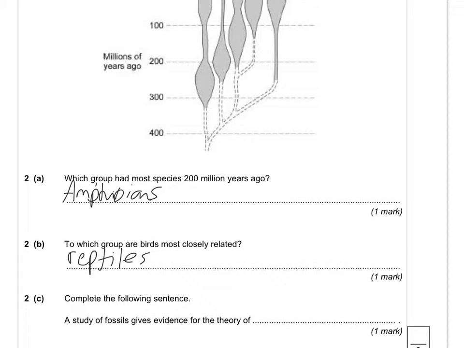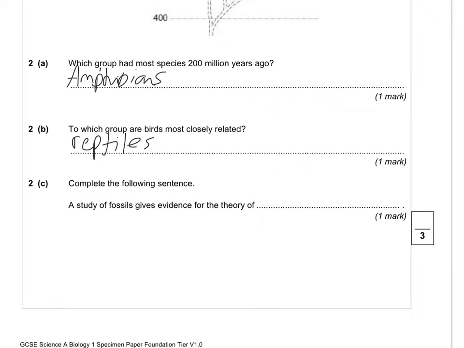Okay. And then 2C, complete the following sentence. A study of fossils gives evidence for the theory of evolution. Reason for that is we're seeing what the animals used to look like in the past, and we can see how they've changed over time compared to animals today. So it's 1 mark for each of those.